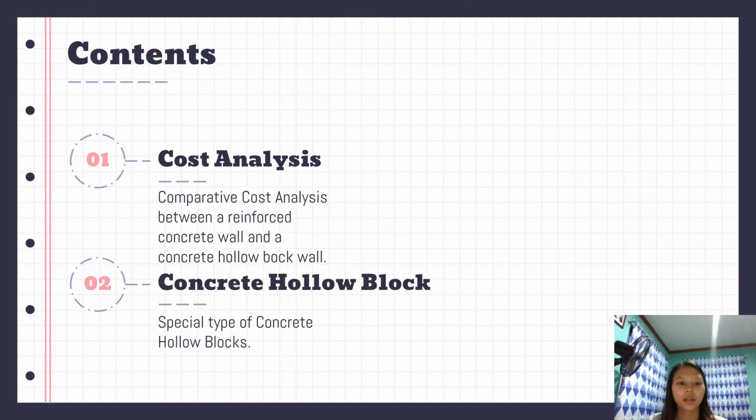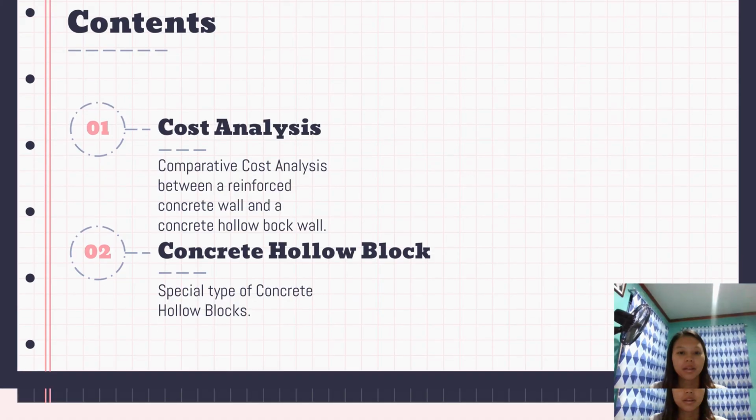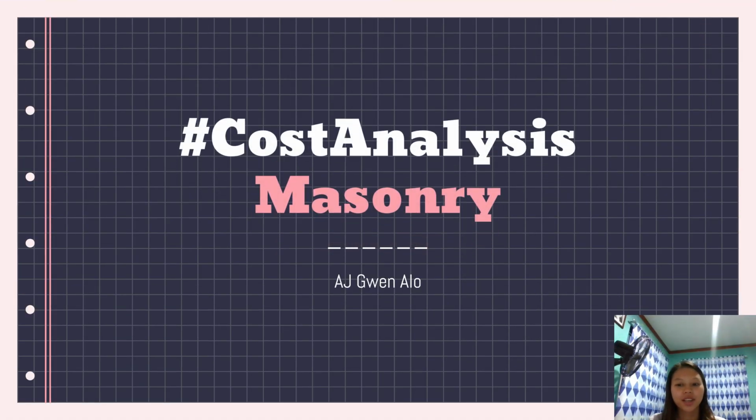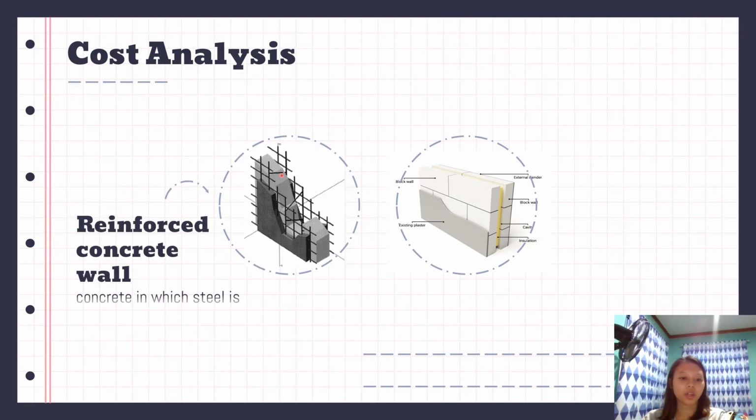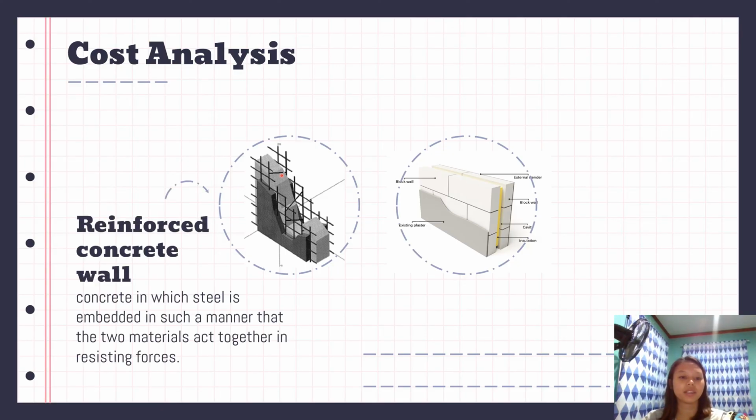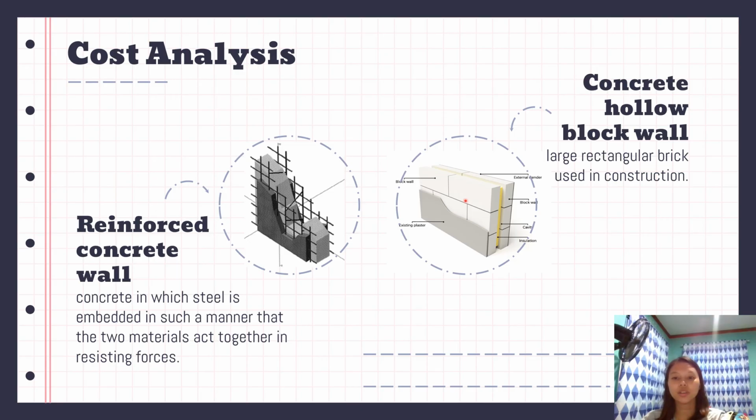In my report, I'll be discussing the cost analysis and the concrete hollow block. First, cost analysis. In this topic, I'll discuss the comparative cost analysis between a reinforced concrete wall and a hollow block wall. First, we define these two. A reinforced concrete wall is concrete in which steel is embedded in such a manner that the two materials act together in resisting forces. A concrete hollow block wall uses a large rectangular brick used in construction.